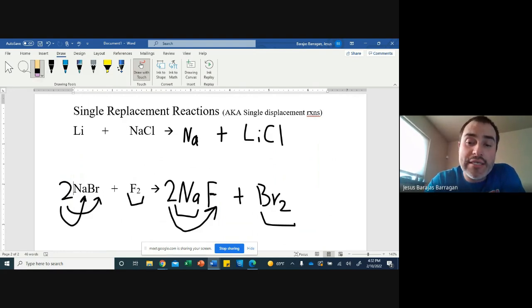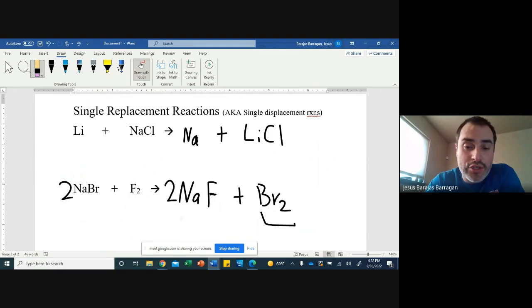The equation is balanced. If you're not sure about it, double check it, and you will notice that it is balanced. We have the same number of sodiums, bromines, fluorines on the reactant side to those of sodiums, fluorines, and bromines on the product side. So left and right, same numbers of atoms.